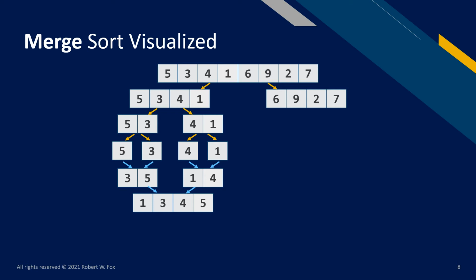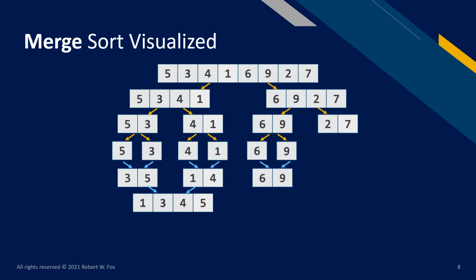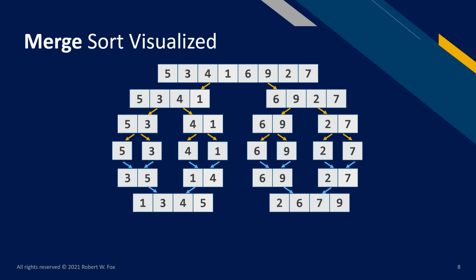Now we'll turn our attention to the right half. And 6, 9, 2, 7, we'll break it in half, and we'll break it in half again until we end up with lists of size 1. Now notice that 6 and 9 are already in the correct order, so when we merge them, nothing changes. The same is true with 2 and 7. When we break them apart, they're in the correct order, so when they merge, nothing changes. But now that we have 6, 9, and 2, 7, we can merge those into 2, 6, 7, 9. Notice again, that list is sorted.